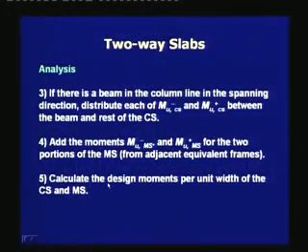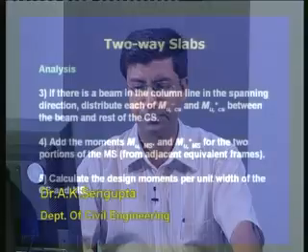Fifth, calculate the design moments per unit width of the column strip and middle strip. Thus, once we get the total moments acting in a column strip and a middle strip, and given their width, we can find out what is the moment per unit width of the column strip and middle strip, and based on the moment per unit width, we can design the reinforcement.